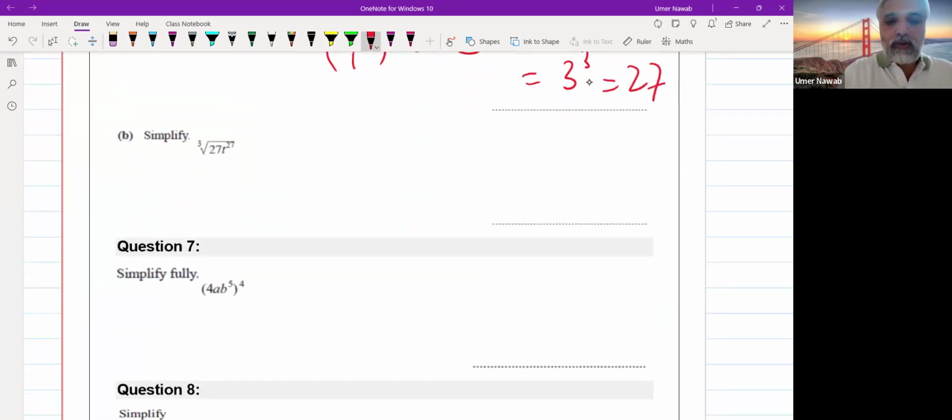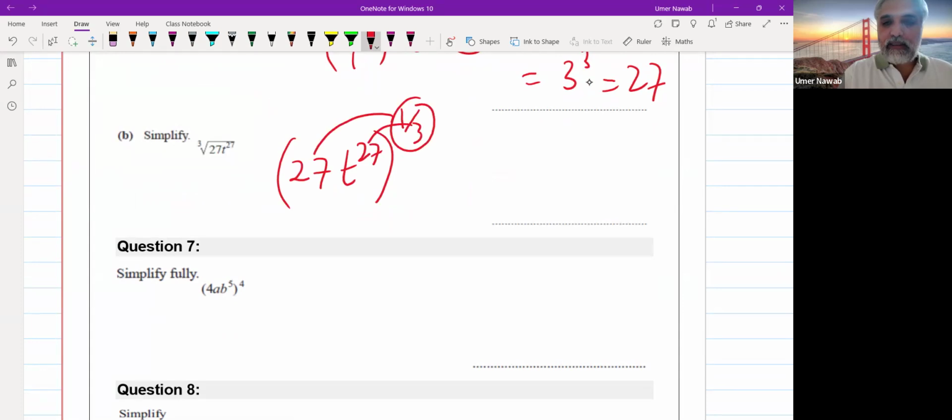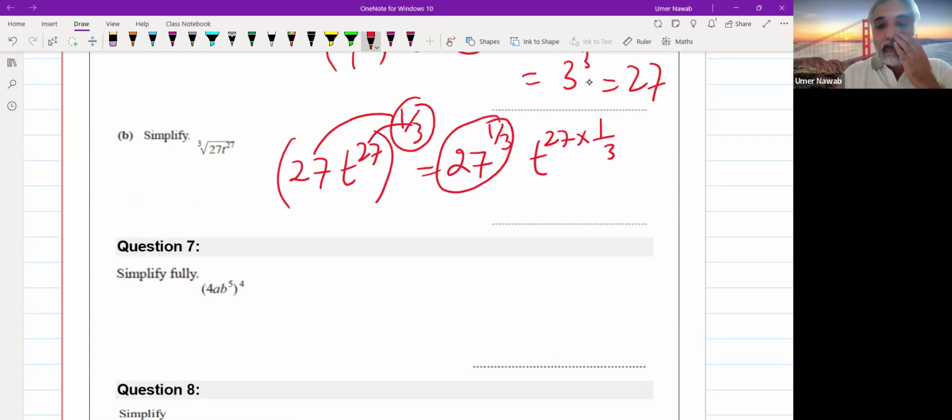Now the cube root. So 27 raised to power 1 over 3. Share the power with 27 and this. So 27 raised to power 1 over 3 and t to the 27 times 1 over 3. The cube root of 27, everyone knows it is equal to 3. So 3 cancels with 27 and gives you 9. So t raised to power 9.